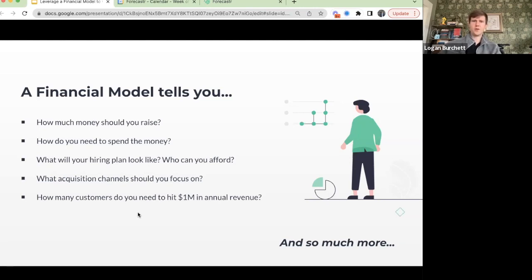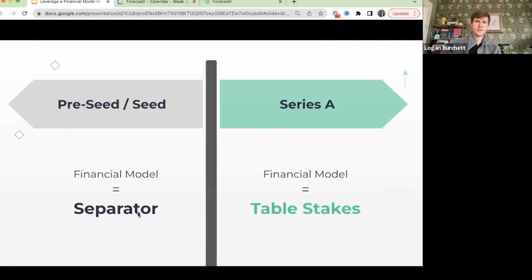When investors ask you, how many customers do you need to hit $1 million in annual recurring revenue? How many customers do you need to hit $5 million of annual recurring revenue? All of that stuff, if you don't have a financial model, it's going to be really tough to answer those questions. But a good financial model can be the source of truth for these types of questions, right?